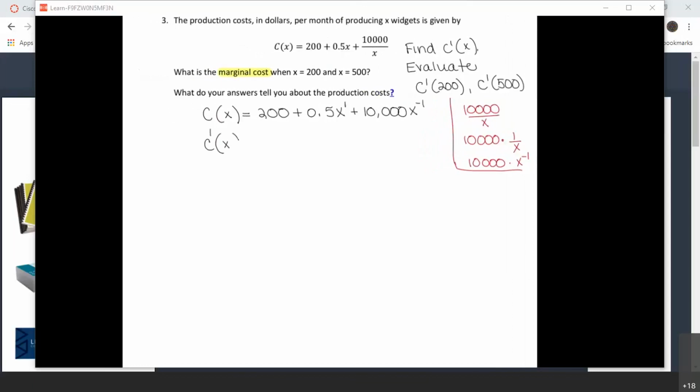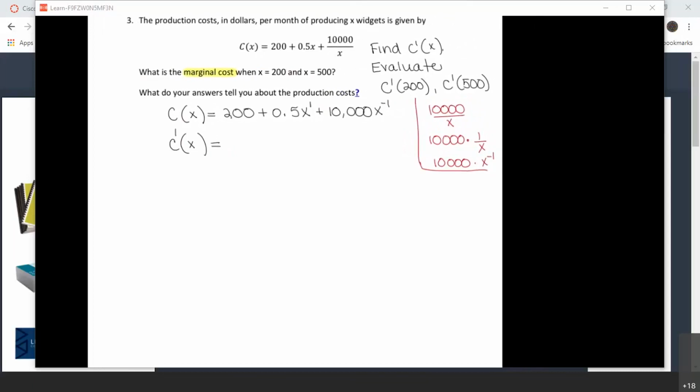All right, I'm going to differentiate my original cost function to find the marginal cost. The 200 gives me nothing, so I'm not going to write the 0. Since this is 0.5x to the first, this becomes 0.5x to the 0, which is just 0.5. So notice constants disappear, x terms become constants, and you drop the exponent value on all the other terms.